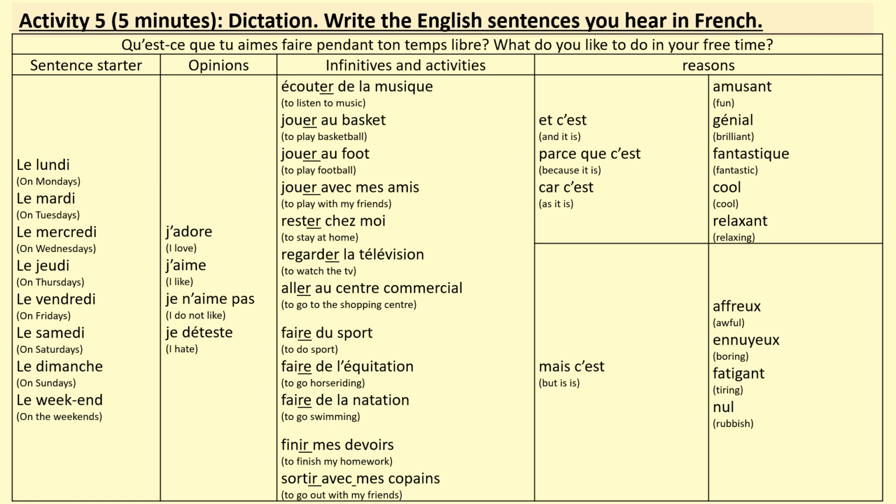If I were to say, le lundi, j'aime jouer au basket parce que c'est amusant, you would say: le lundi, on Mondays; j'aime, I like; jouer au basket, to play basketball; parce que c'est, because it is; and amusant is fun. So you would have written: on Mondays, I like to play basketball because it is fun.